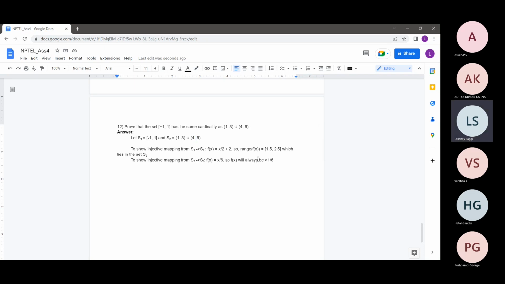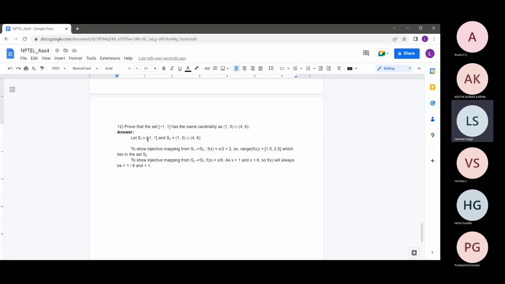So here I just write now. As x is greater than 1 and x is also less than 6, for S2, f of x is x by 6. So it will be greater than 1 by 6 and less than 1. So f of x will always lie between 1 by 6 and 1.